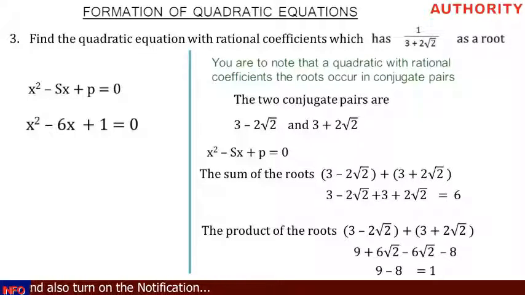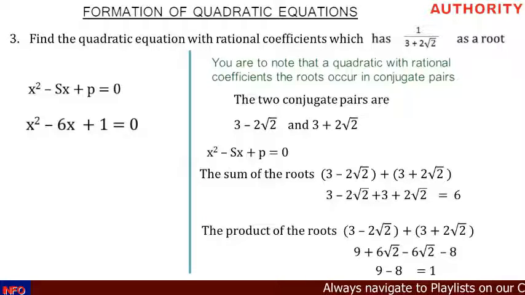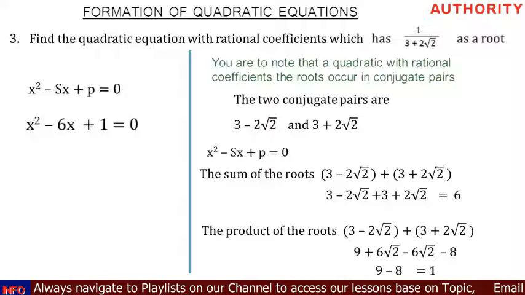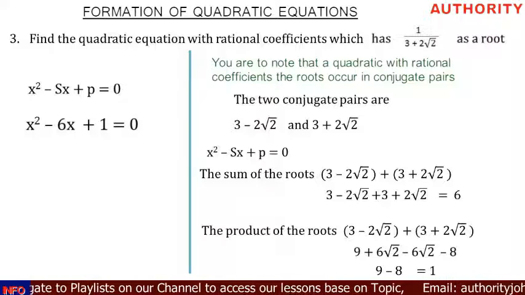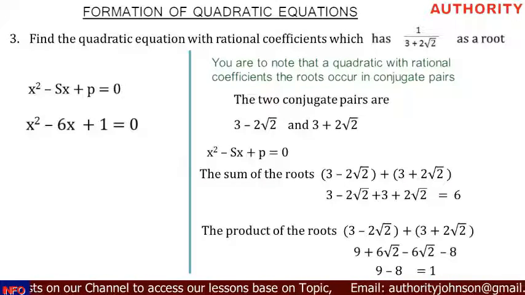So here we just discovered that the quadratic equation with rational coefficient which has 1 over 3 plus 2 root 2 as a root is the quadratic equation x squared minus 6x plus 1 equal to 0. I want you to solve this quadratic equation and then find out what it's going to give you.